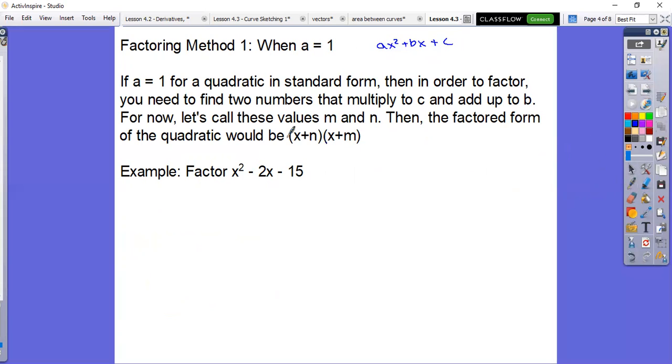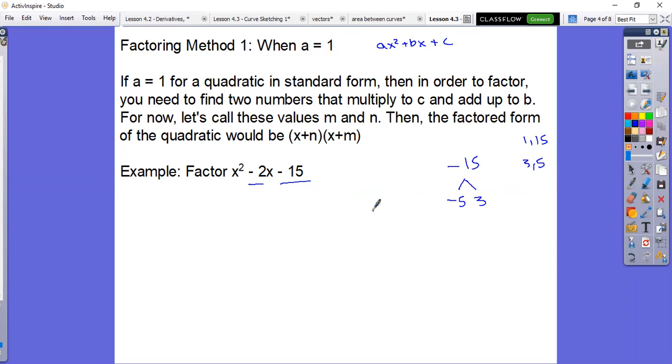When this happens, what I'm looking for is two numbers that multiply to c and add up to b. So c right here is negative 15. I'm going to need two numbers that multiply to negative 15 and add up to negative 2. So I'm going to list out my factors of 15. That's 1 and 15, 3 and 5, and then that's it. I notice here that they multiply to negative 15 and they add up to negative 2, which means I can break this down into negative 5 and 3.